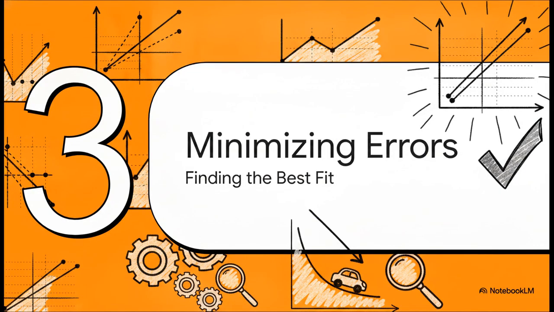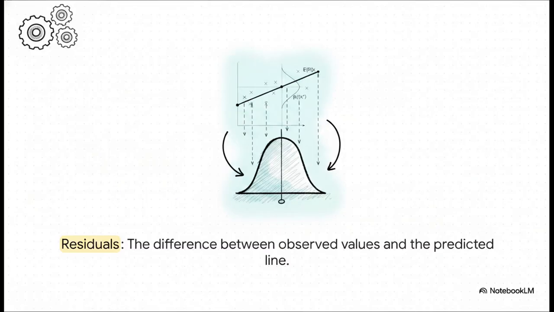Section 3, minimizing the prediction errors, finding the best fit. So that brings up a pretty massive question. If the machine is just endlessly trying out different slopes and intercepts, how does it actually know when a specific line is the absolute best fit? Well, it's all about minimizing errors through optimization.